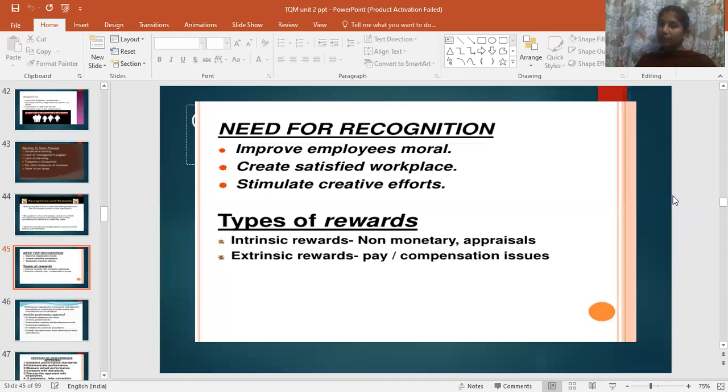So what is the need for recognition? If we need to improve employee morale, we need recognition. If we want to create a congenial and satisfied workplace, we need recognition. It stimulates creative ideas also, creative efforts also. Then types of reward can be intrinsic, which is the non-monetary way, and extrinsic rewards, which is the monetary way.